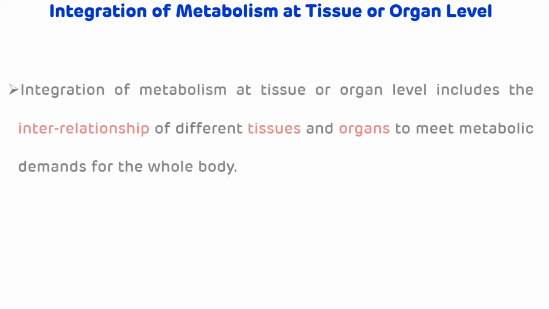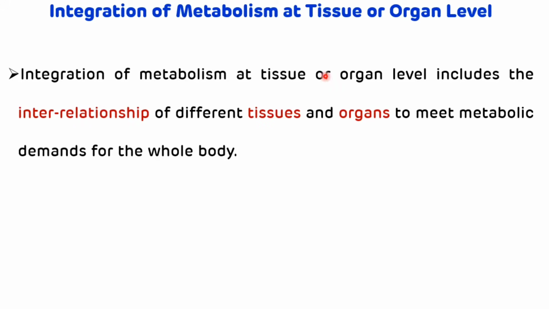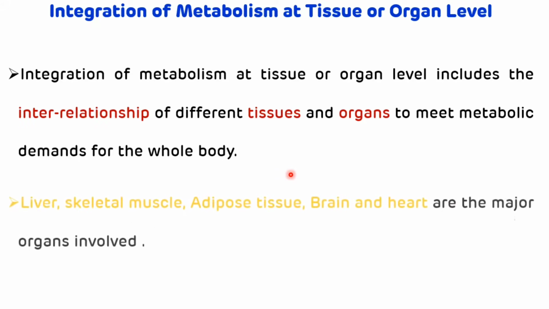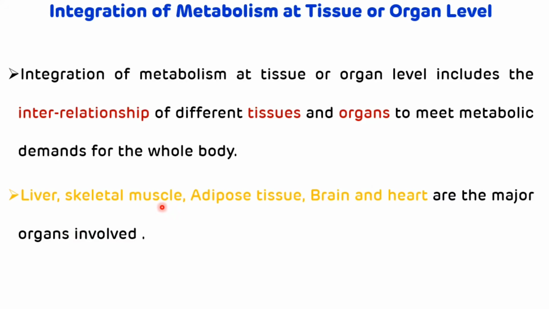Now we will see integration of metabolism at tissue or organ level. Integration of metabolism at tissue or organ level includes the interrelationship of different tissues and organs to meet the metabolic demands for the whole body. Liver, skeletal muscle, adipose tissue, brain and heart are the major organs involved in integration of metabolism at tissue or organ level.